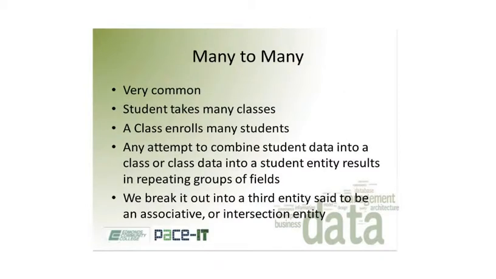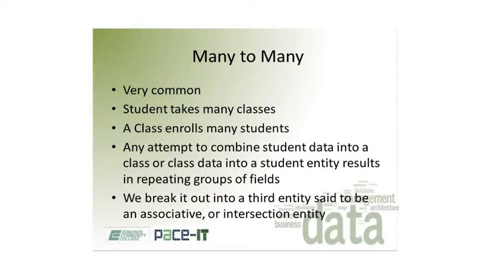Many-to-many relationships are very common. The classic one I like to use is the student enrolling in the class. So a student should be able to enroll in many classes, even in one given quarter. Some institutions have caps on the number of credits a student can take in a quarter, but still a student should be able to register in many classes. And then a class can enroll many students.